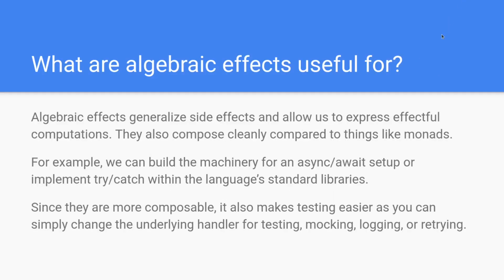What are algebraic effects useful for? Algebraic effects generalize side effects and allow us to express effectful computations. They also compose cleanly compared to things like monads. For example, we can build the machinery for an async await setup or implement try-catch within the language's standard libraries. Since they're more composable, it also makes testing easier, as you can simply change the underlying handler for testing, mocking, logging, or retrying.